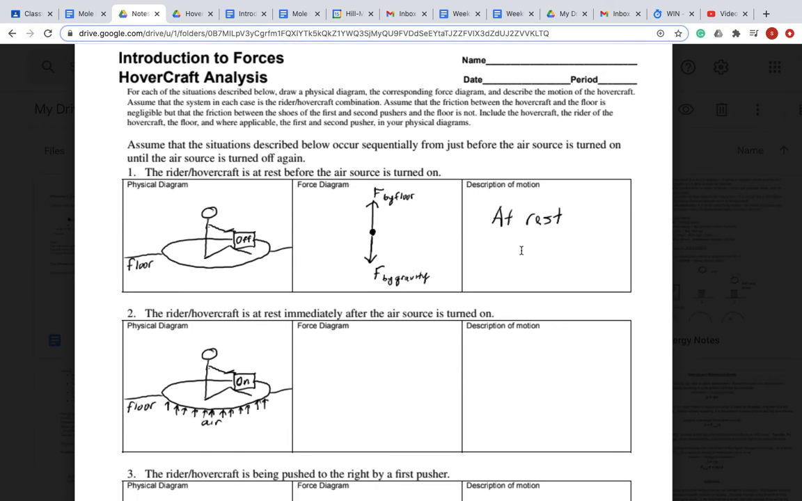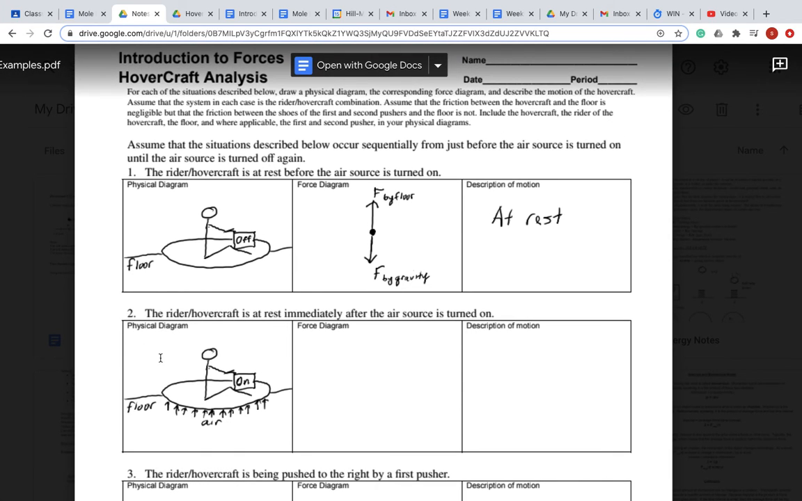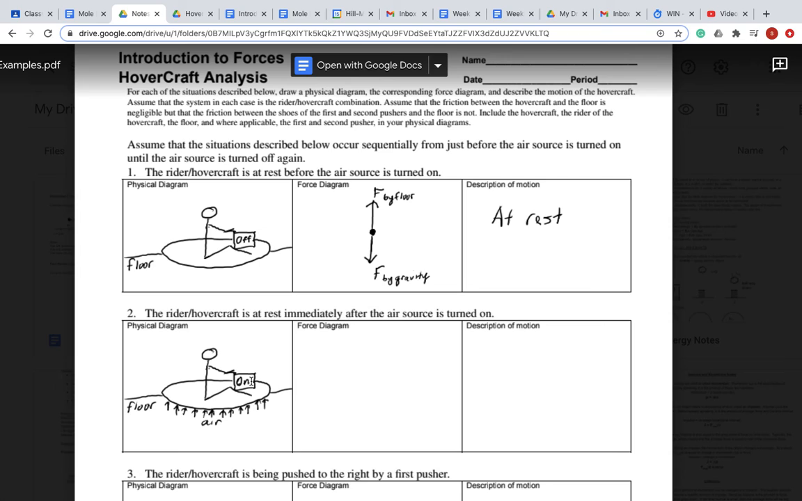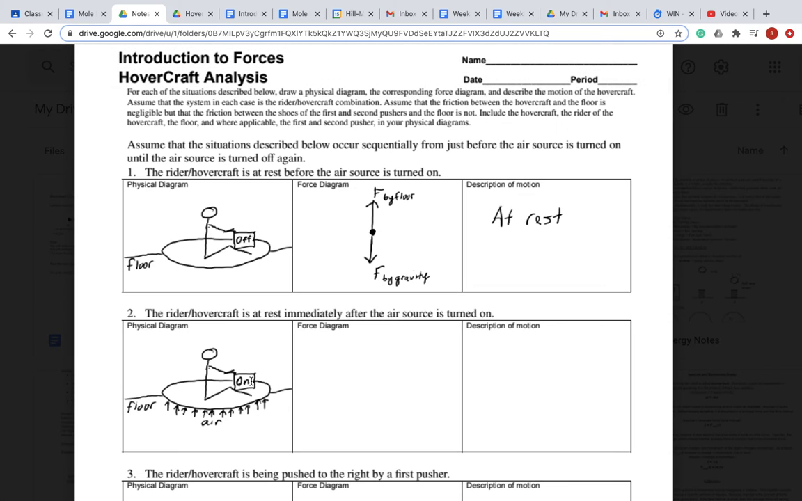All right, so the second picture for number 2, this is where the air source gets turned on. So now I've changed my picture to, instead of saying off, it now says on. So that's pretty descriptive. I hope you can follow with that. But everything else should look the same with the exception I have these little arrows pushing up, and these little arrows represent the air that's pushing up on the hovercraft. I couldn't draw air because it's basically invisible.